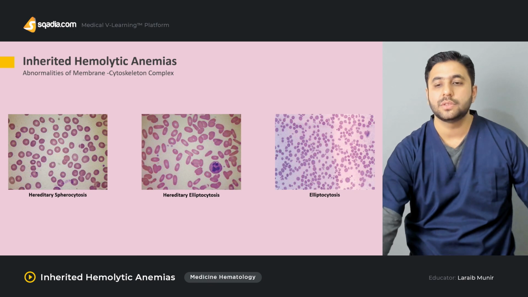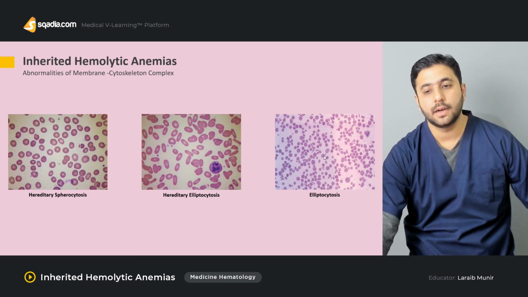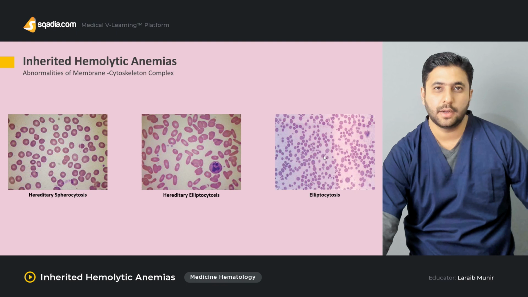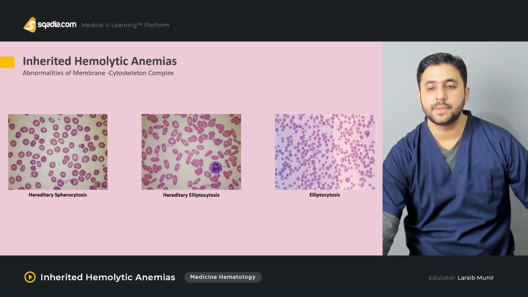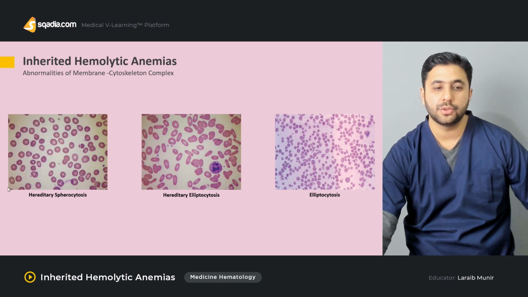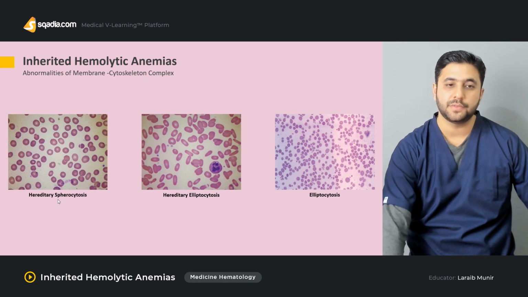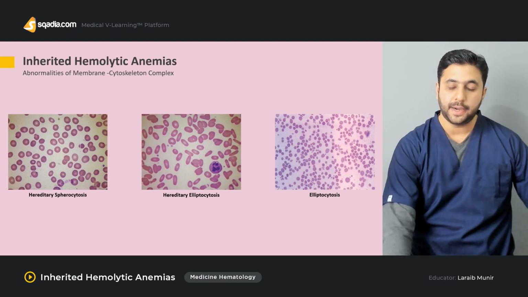Now, this elliptocytosis can also develop in someone on an acquired basis without a genetic cause, and it is also very rare, in which there will be very few elliptocytes, just like one is here, one is present here. This is not something which you should be very much concerned about. You should be focusing mainly on hereditary spherocytosis. This is just for the matter of completion.